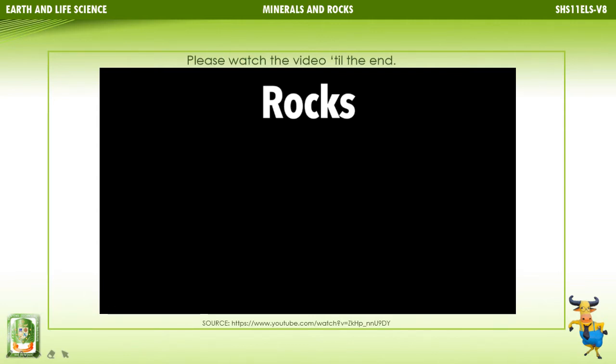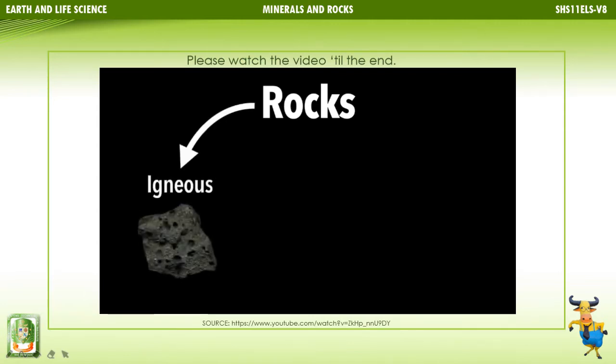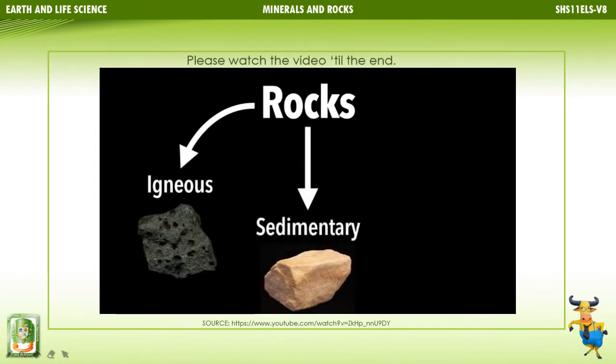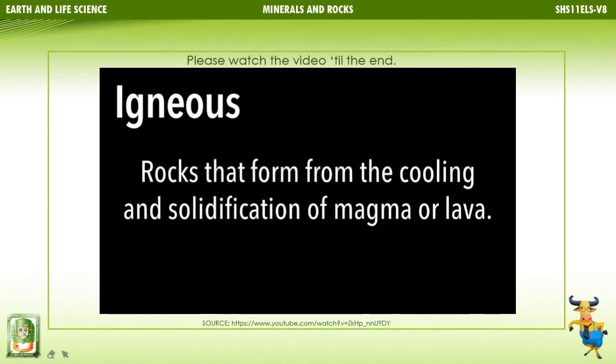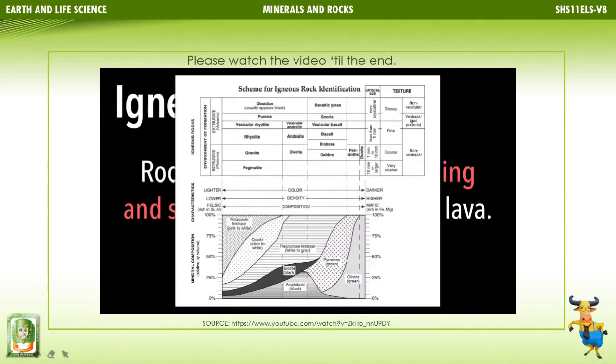The three groups are as follows: igneous rocks from magma or lava, sedimentary rocks from compacted sediments, and metamorphic rocks exposed to intense heat and pressure. So let's begin by looking at igneous rocks. As I mentioned, these are rocks that form from the cooling and solidification of magma or lava. Let's take a look at the reference table on igneous rocks.